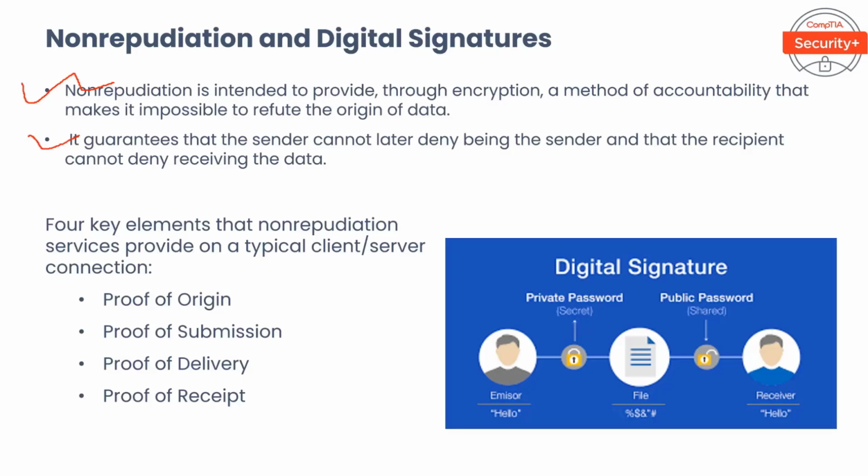The following list outlines four key elements that non-repudiation services provide on a typical client-server connection. First is proof of origin. The host gets proof that the client is the originator of particular data or an authentication request from a particular time and location. Proof of submission: the client gets proof that the data, or authentication in this case, has been sent. Proof of delivery: the client gets proof that the data or authentication has been received. And proof of receipt, the last one: again, the client gets proof that the data or authentication in this case has been received.